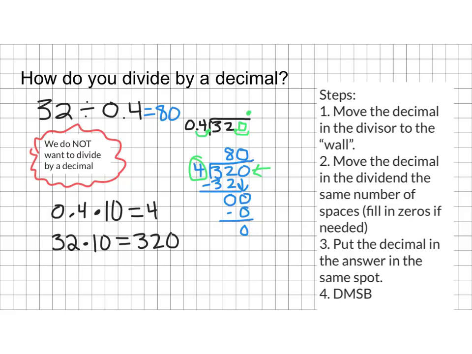Finally, you're going to divide, multiply, subtract, bring down, which would give you 80, just like what we did when we did it by multiplying by 10, which is what we're doing here. It's just a little shortcut way to show that work. All right, so before you move on, make sure you have all those steps written down. We're going to do one more example.